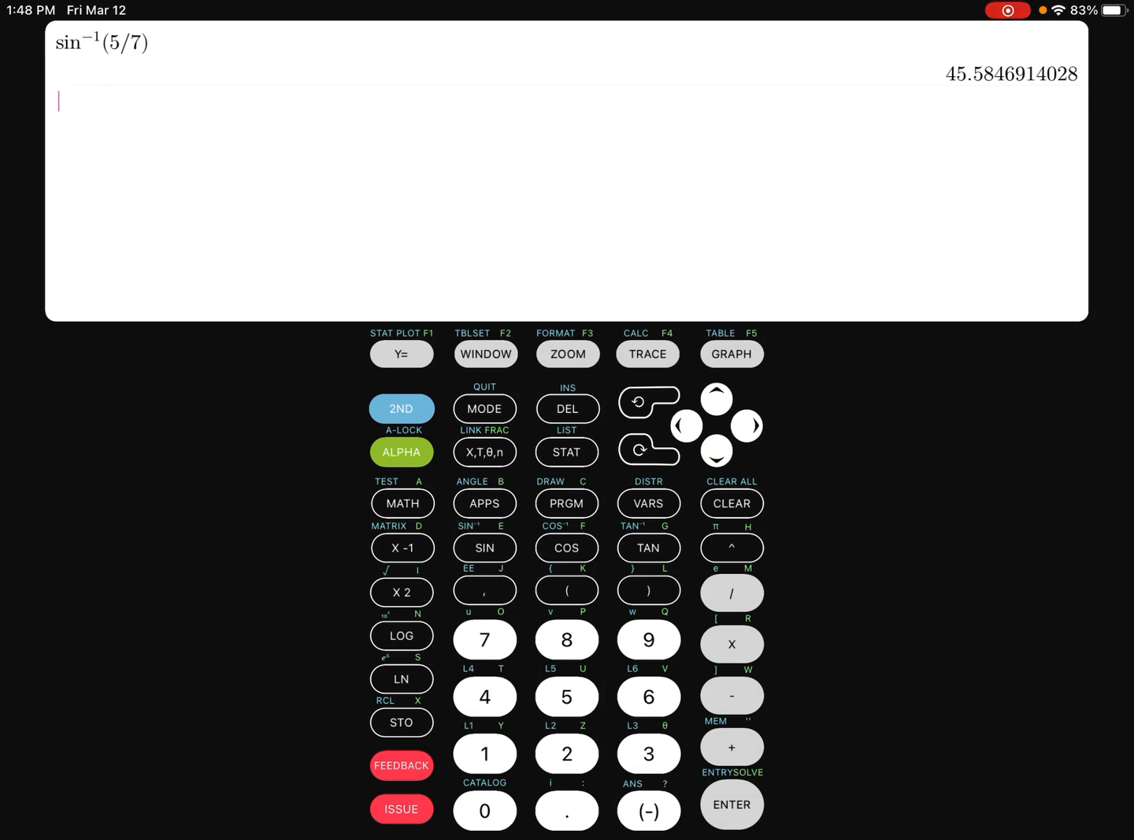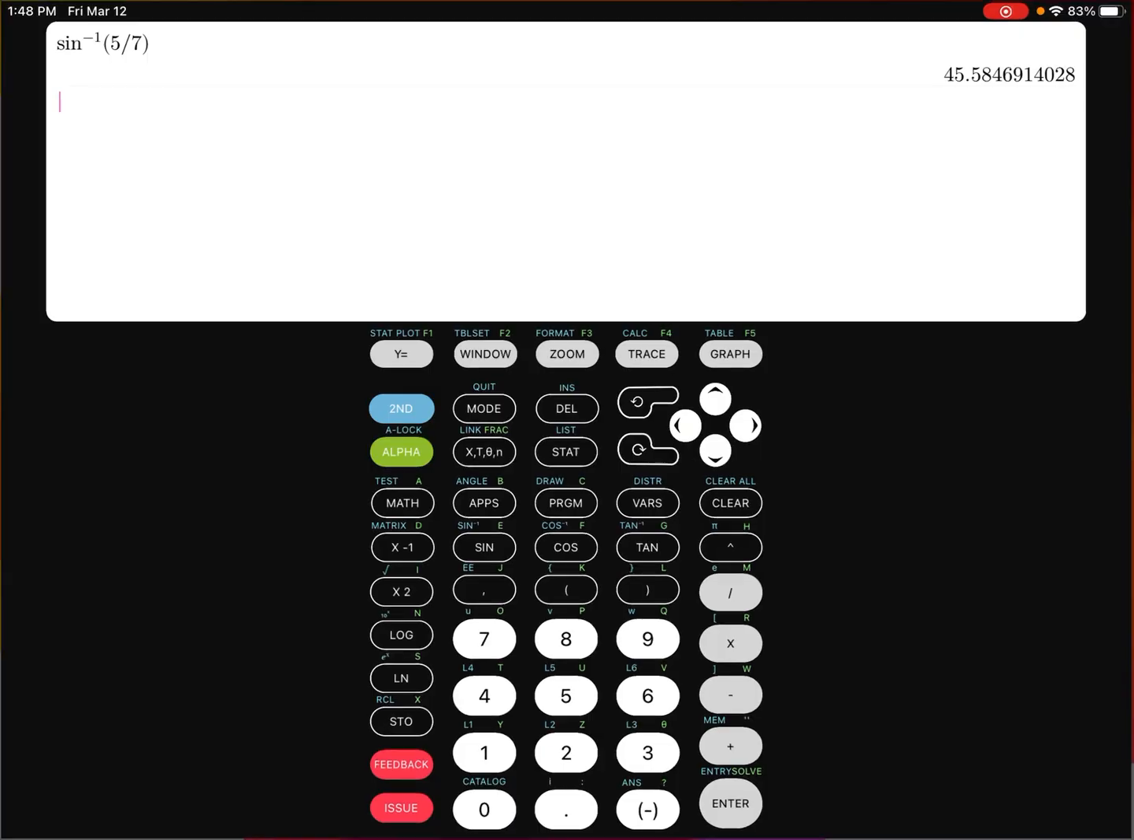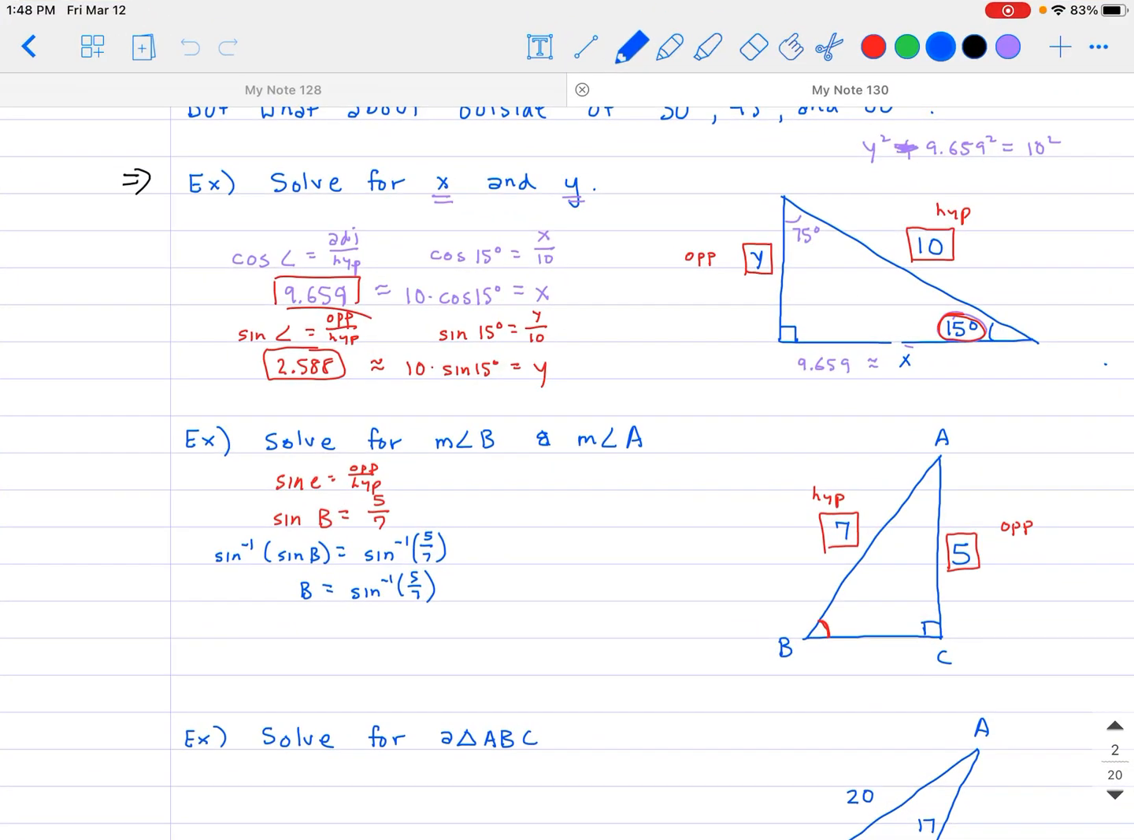45.584, 585 I suppose, okay? So let's see. So let me go ahead and write that down. So that's approximately equal to 45.585 degrees. So that's going to be my answer.